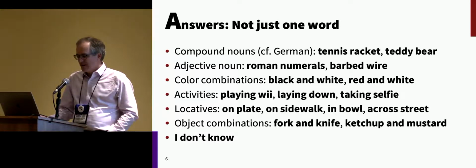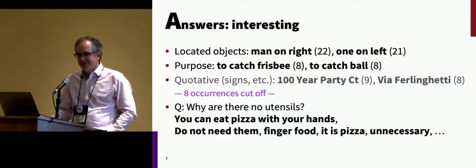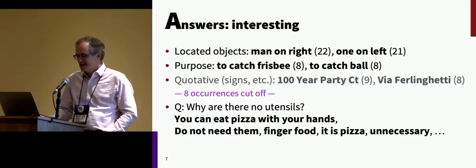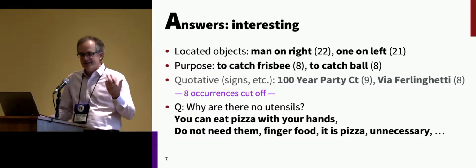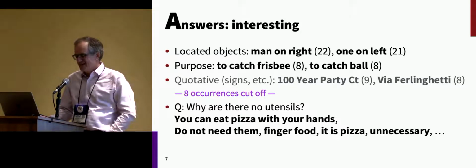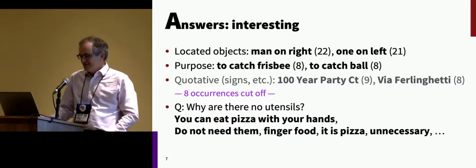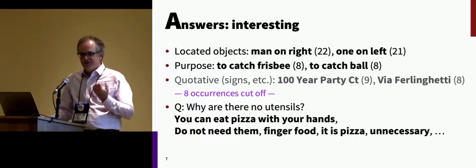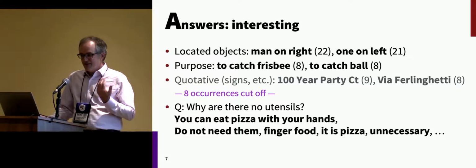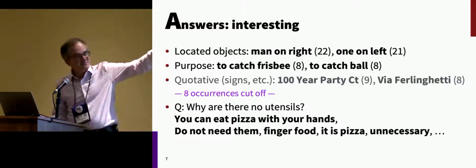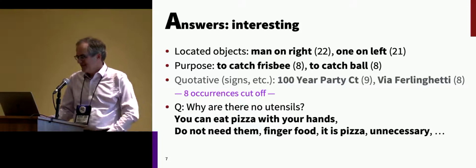And so you could then start wondering, is there interesting stuff in the answers? And the answer is barely, right? There are some located objects, man on right, one on left. There are a few things like purposes, to catch frisbees, to catch a ball. There are some longer phrases that come from OCR, quotative things like what's on signs, but they're not really interesting language in my sense. There are a few cases where there's really interesting language. There's a question of why there are no utensils, and there are answers like you can eat pizza with your hands, do not need them. But the problem is that those are all singleton answers, where each one of the 10 people answered something different, and so effectively these answers don't play any role in the task, because most systems use something like the 8 occurrences cutoff, and none of that stuff appears.